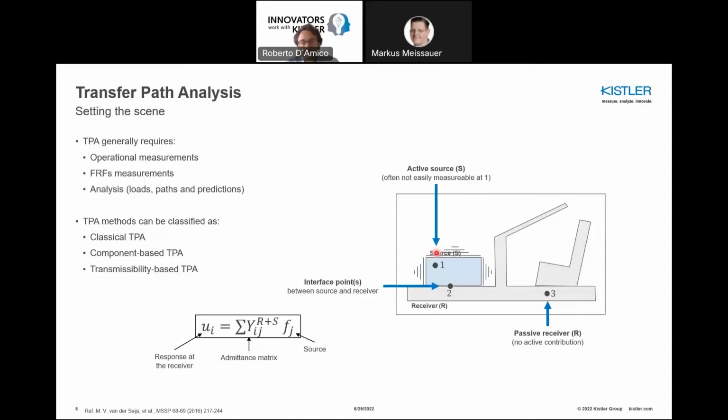We only know that the active source is vibrating and is transmitting the vibration to a receiver which is passive. So we assume that it is not vibrating, it is not exerting influences, let's say. It's just passive. And this is basically the structure of our car that we have here in the picture. And the two communicate with each other through an interface point. The interface point is the point where the forces and the moments are transmitted from the source to the receiver.